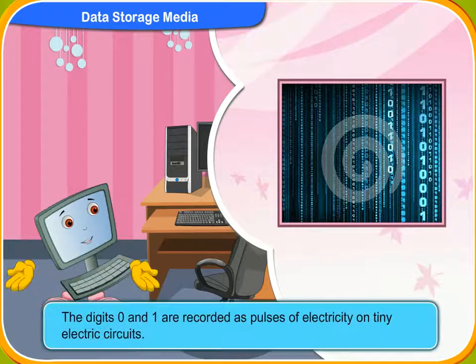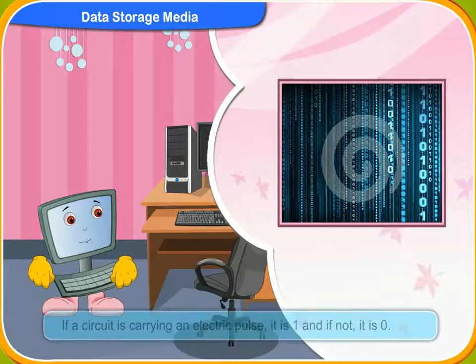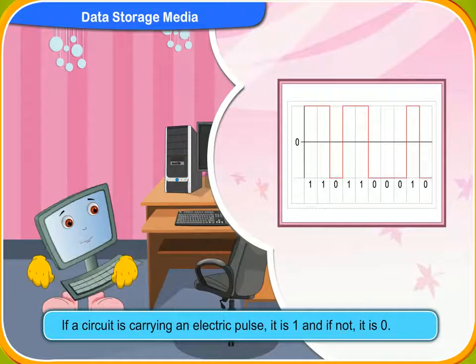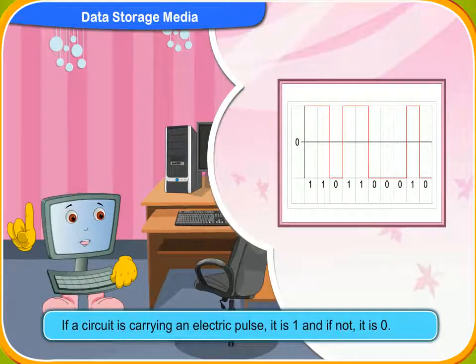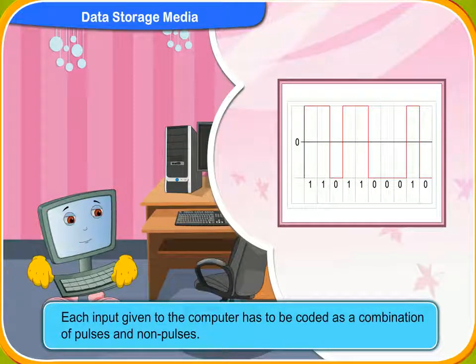The digits 0 and 1 are recorded as pulses of electricity on tiny electric circuits. If a circuit is carrying an electric pulse, it is 1, and if not, it is 0. Each input given to the computer has to be coded as a combination of pulses and non-pulses.